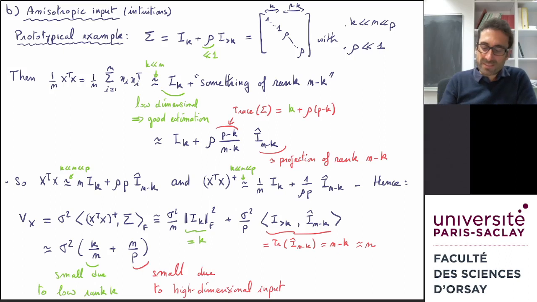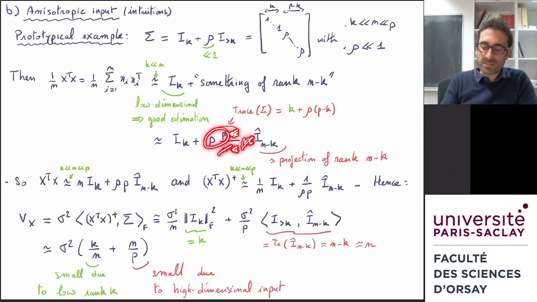So if I take this formula, now I can multiply everything by n. So for x transpose x, I will have n times the identity. And then I will multiply this by n. But I have in mind that k is small compared to n and p. So if k is small compared to n and p, I can forget about the k here. And when I multiply by n, this will cancel out.